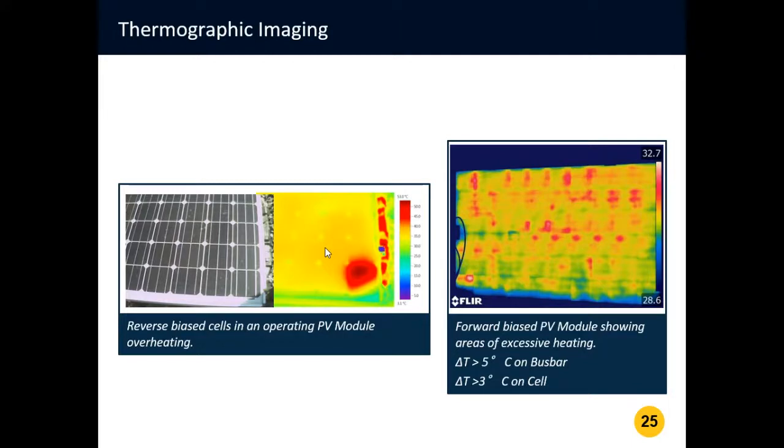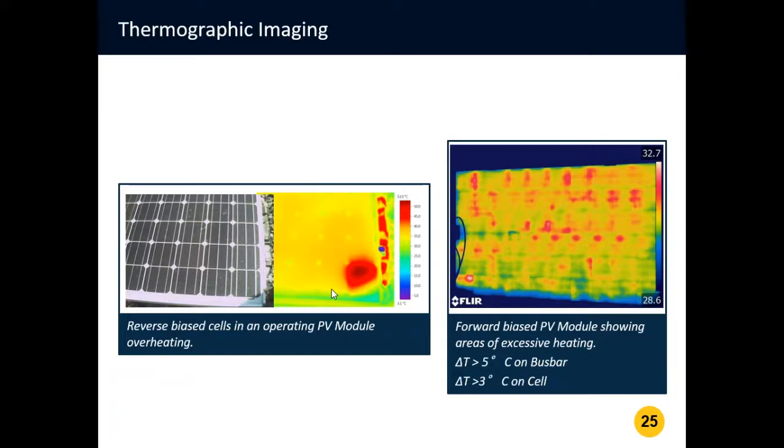Thermographic imaging can also be used in a lab-based setting. This image here is a module that's been forward biased in order to detect areas of excessive heating. Again, any hotspots on the busbar or the cell can be detected.